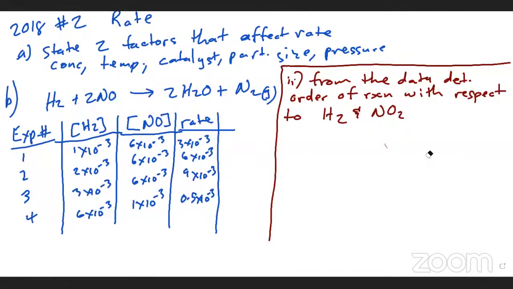To calculate the order of the reaction, you can look at the table and just figure it out. But in the interest of time, I'm going to show you how to calculate it, because they can also ask that. So you can actually calculate the order of the reaction. I'm going to start with hydrogen, and I'm going to use this formula.